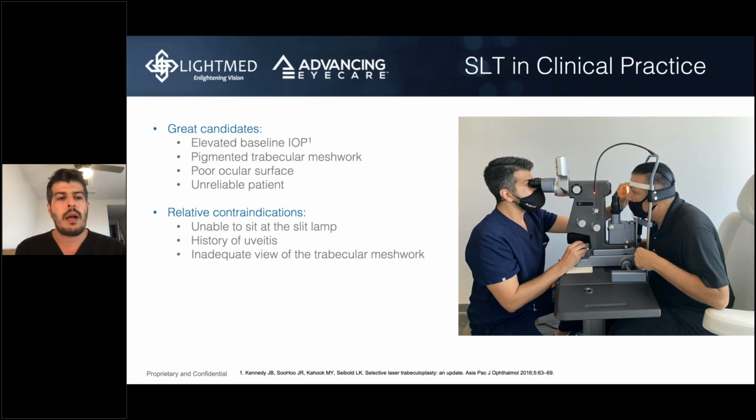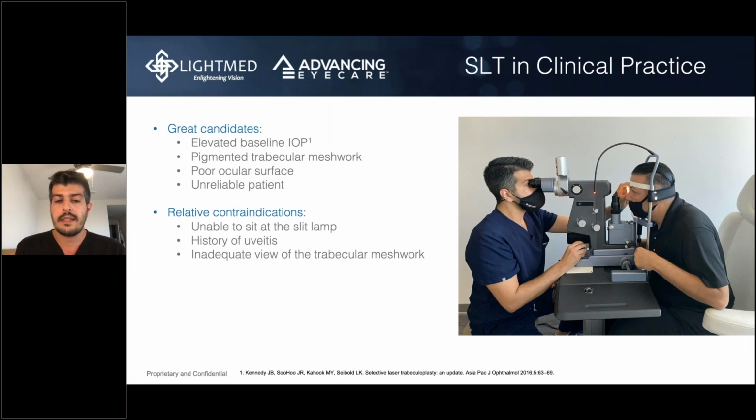So probably the biggest category of contraindication or inability to do SLT, I would say, is positioning the patient behind the slit lamp. These are your patients that come in a wheelchair. They have difficulty getting into the slit lamp, difficulty putting their head up against it, to properly position their head. These are exactly the same patients that you're not going to be able to sit properly at the slit lamp and get a good view of the angle. So I would say this is probably the most common reason to not be able to do SLT.